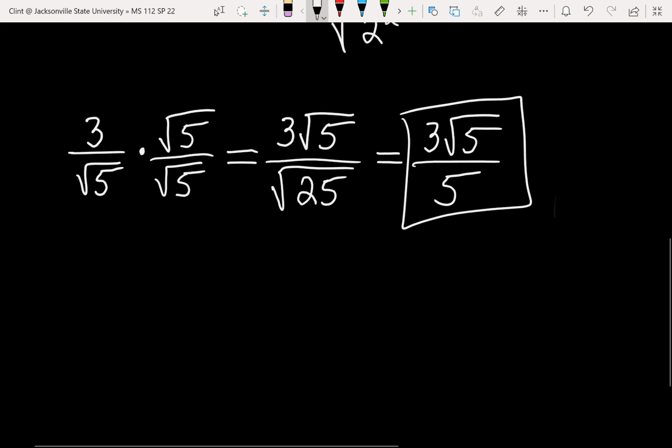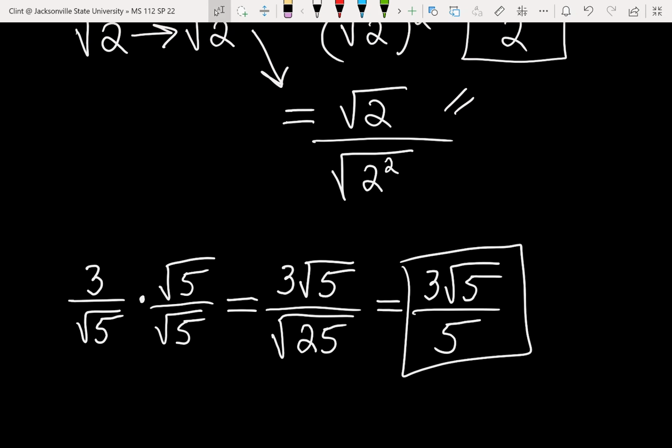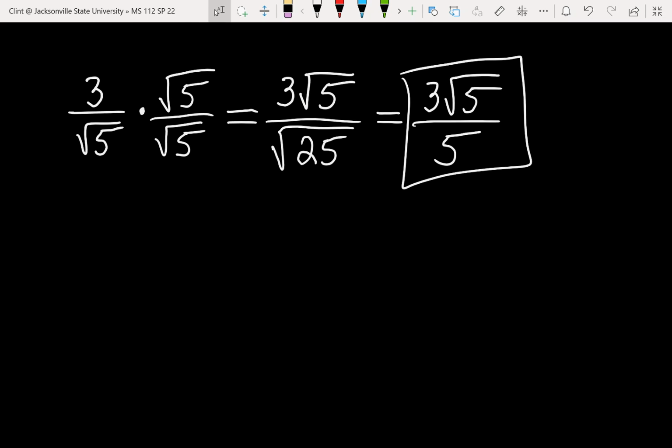Could have done the other one that same way. We could have said on the bottom we get square root of 2 times square root of 2, square root of 4. Think about it any of those three ways. Whatever works best for your brain. So the idea, if you take this, 3 divided by square root of 5, put it in a calculator. Take this, 3 times square root of 5 divided by 5, you'll get the same decimal. We haven't changed the value, we've just changed how we write it.